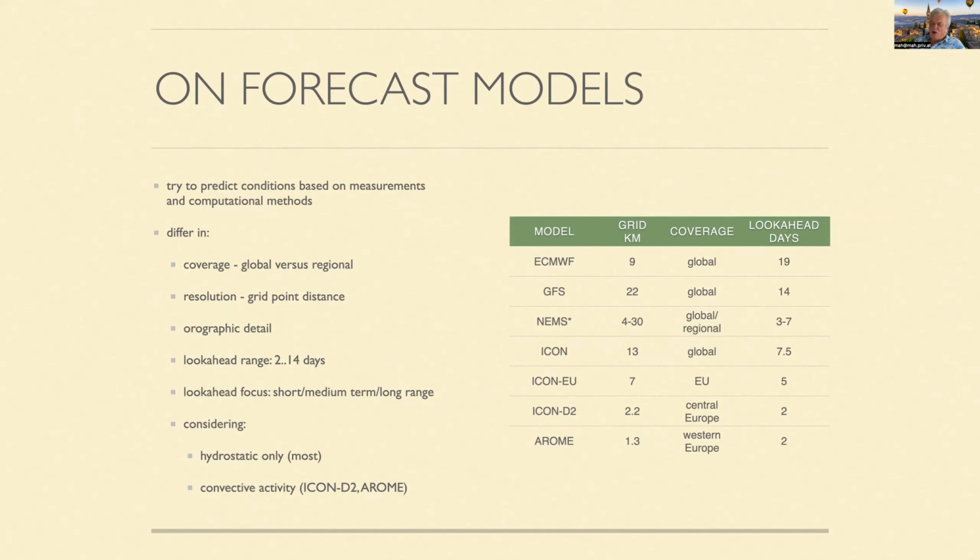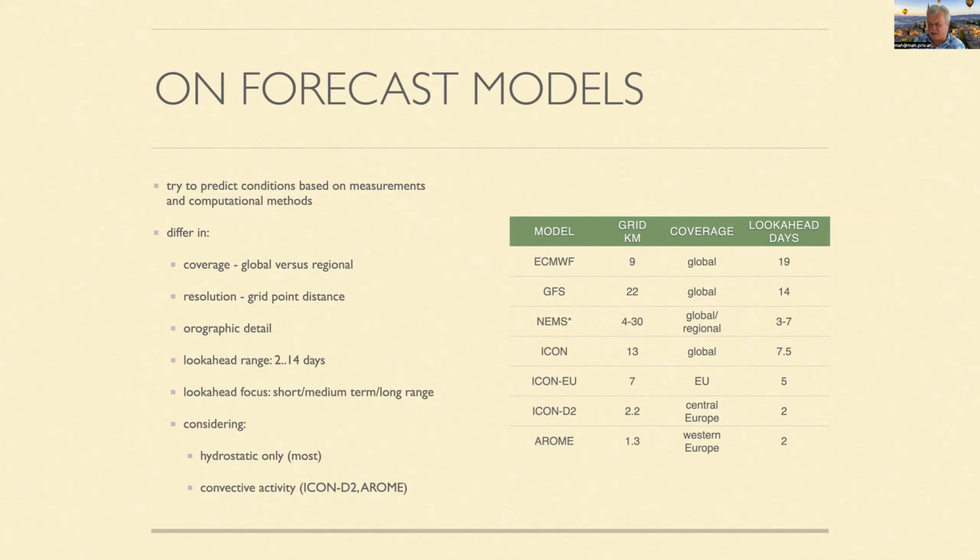On the other end of the spectrum, for global coverage and a longer look ahead, we have the free American model by NOAA, called the Global Forecasting System, with about 2 weeks look ahead. And even longer than that, the ECMWF from Reading in the UK, which has a substantially better grid resolution. It's 22 versus 9 kilometers and almost 3 weeks look ahead.